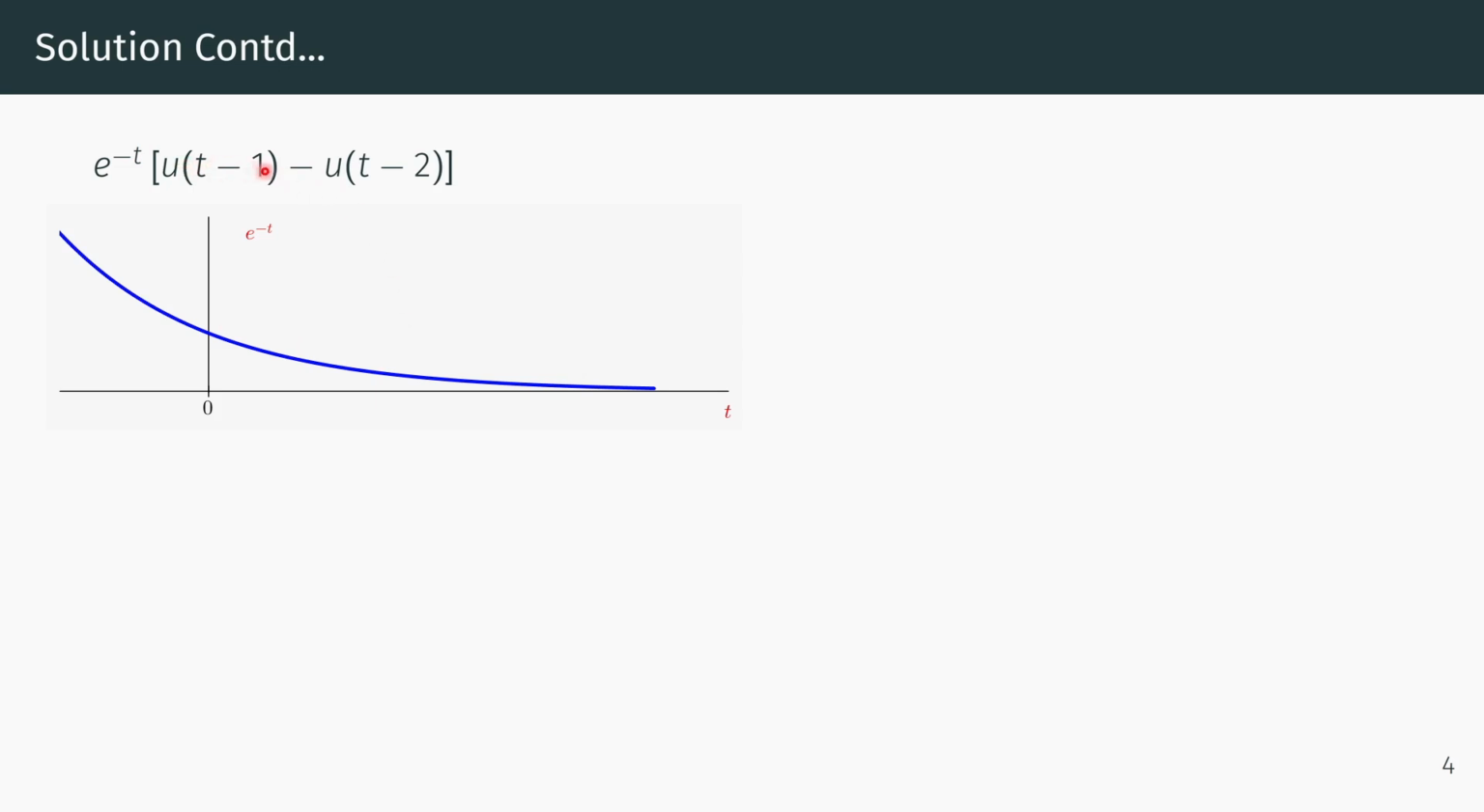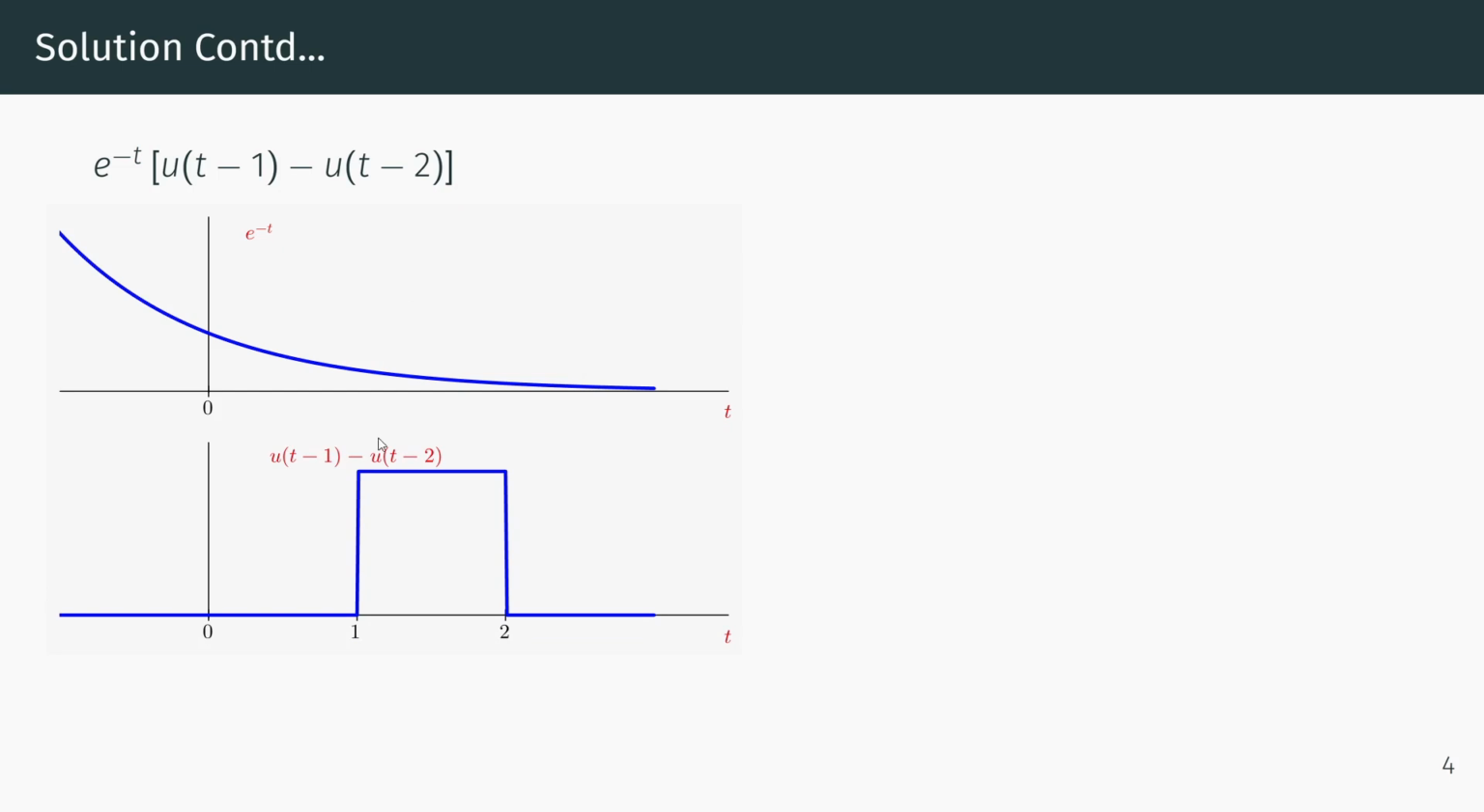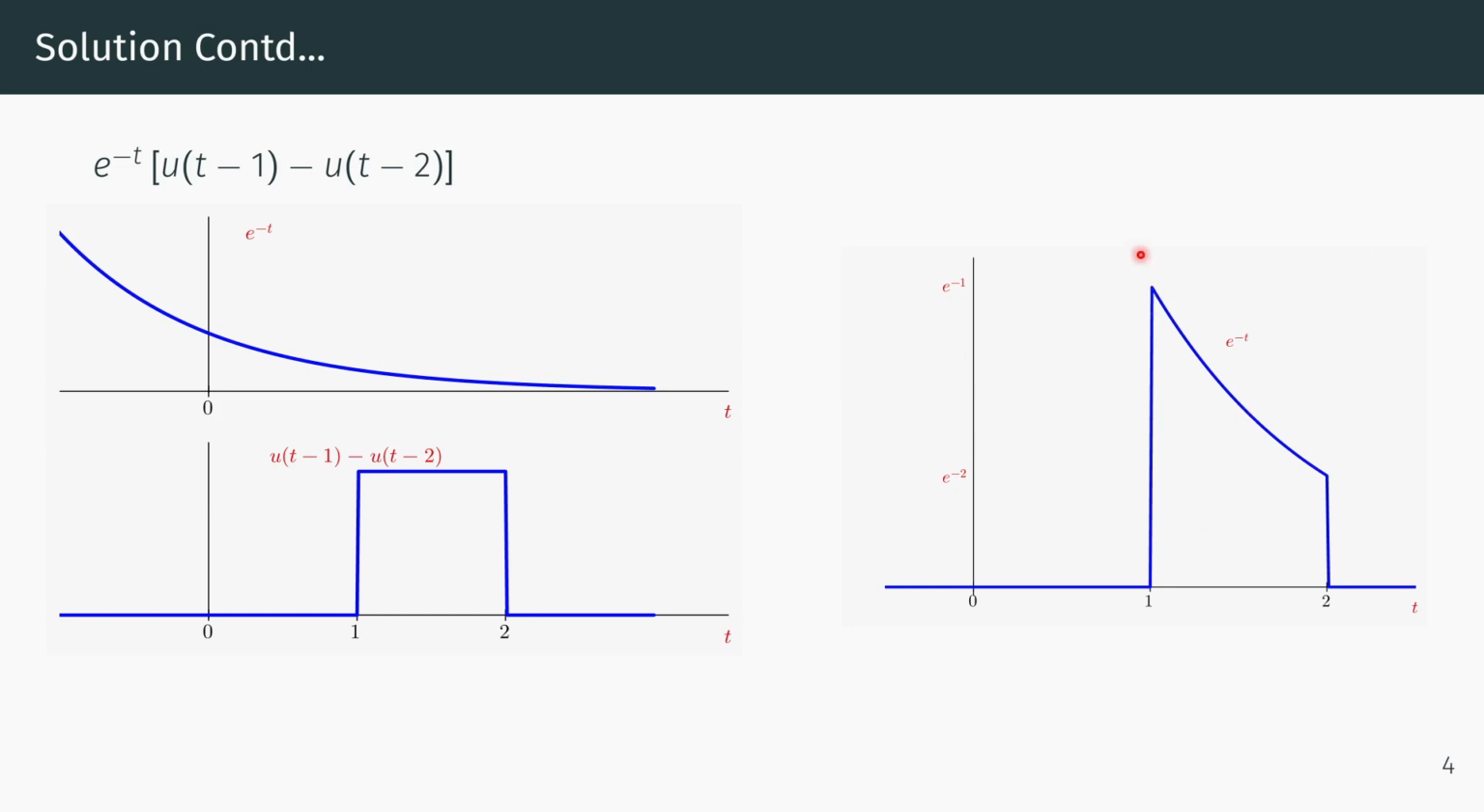And what about u of t minus 1 minus u of t minus 2? That is a rectangular function from 1 to 2 with an amplitude of 1. If you multiply these two signals, the overall product will exist only from 1 to 2. The plot will look like this: an exponentially decaying function between 1 and 2. The value of that function at 1 is e power minus 1, and at 2 it is e power minus 2.